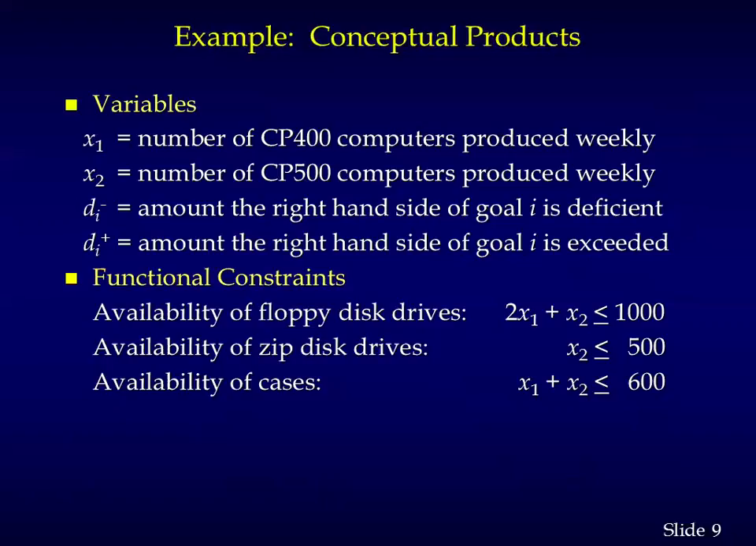Now, the functional constraints are about availability of floppy disk drives, zip disk drives, and cases. So 2x1 plus x2 is less than or equal to 1000. Remember, CP400 had 2 floppy disks and CP500 had only 1. Whereas zip disk is only used in CP500, so x2 is less than or equal to 500, and all of them use cases, so x1 plus x2 is less than or equal to 600. This is a simple one.